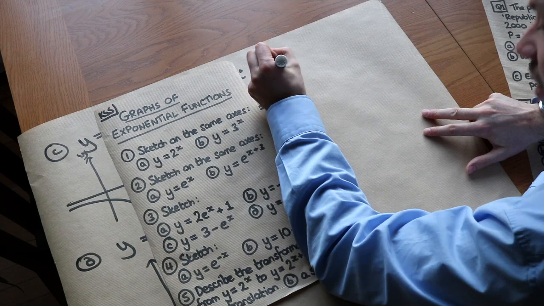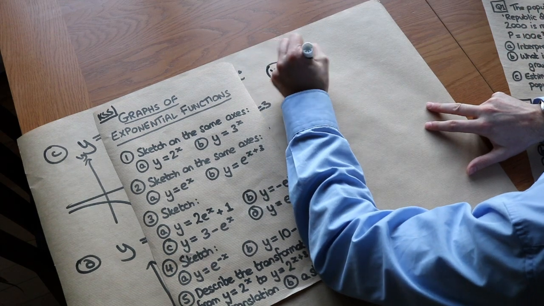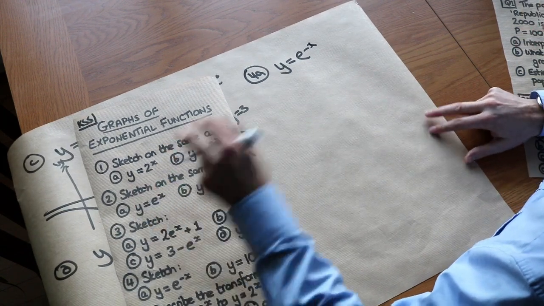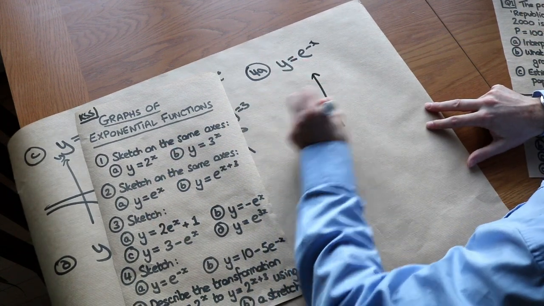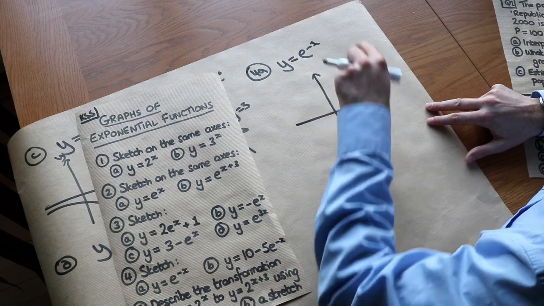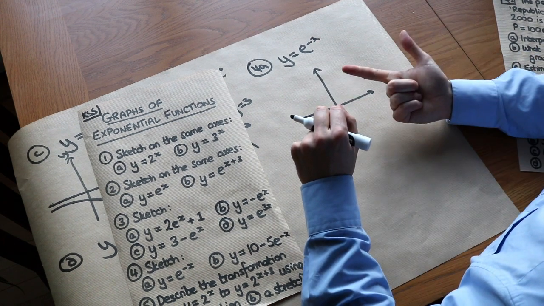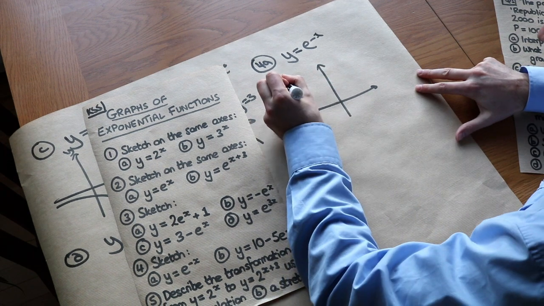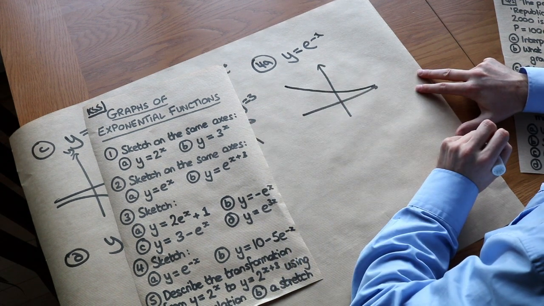So if we sketch y equals e to the minus x, the best way of thinking about this is as a graph transformation. We can see that we've negated the x value, so it does the opposite and affects the x-axis. We're going to negate the x values. So instead of doing like this, it's actually going to go the other way. So we end up with a graph like this.